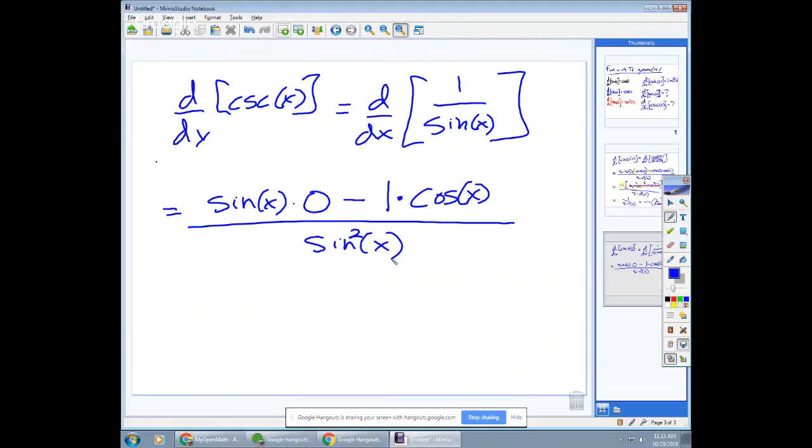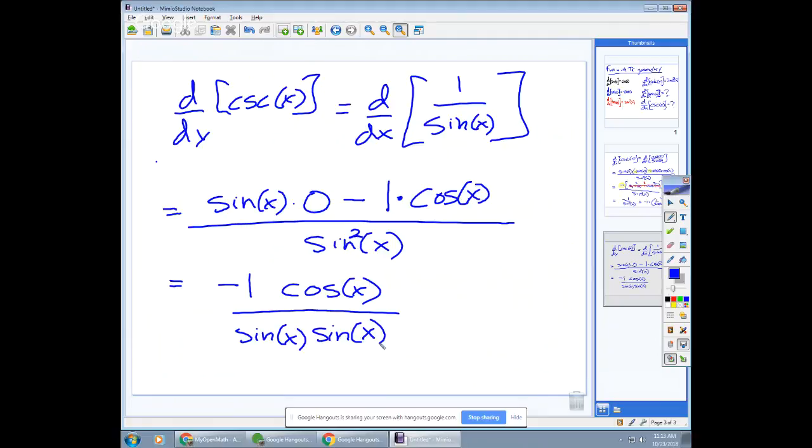All right, so 0 times sine is 0 on a good day. So it looks like I have -1 times cosine of x over sine squared, which I'm going to write as sine of x times sine of x for just a sec. So we have a co-function we started with, right? Yeah. And there's a negative in the answer. I said that was going to happen, so that's good. I didn't lie.